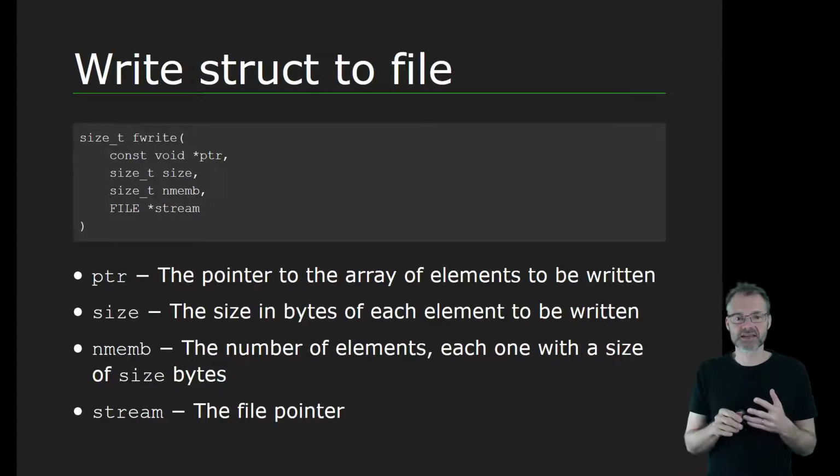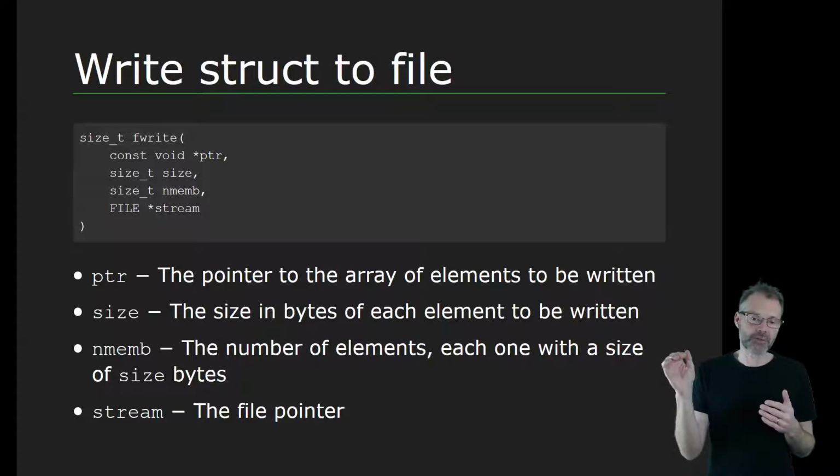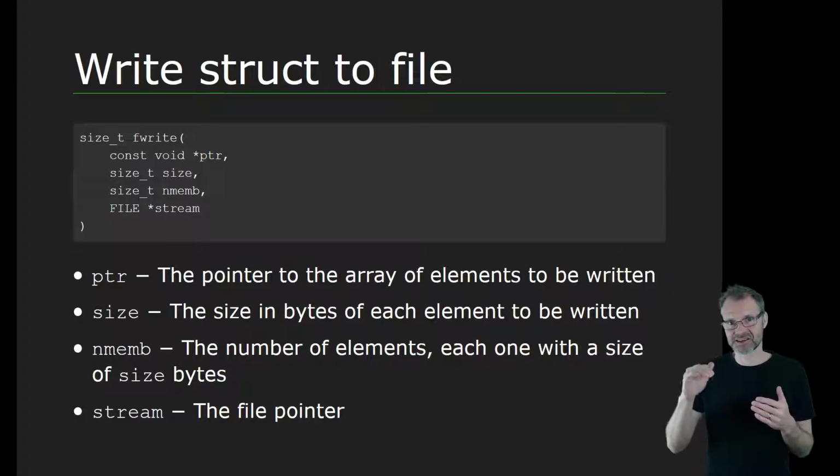Good. Size, saying how large each element is in bytes. I can do that with the sizeof operator. And then I need to say how many elements I'm going to write. So let's think that this is an array of elements. How many elements do I have in this array? I need to tell that to fwrite, so it knows how many elements it should write. And then we have the file pointer there.